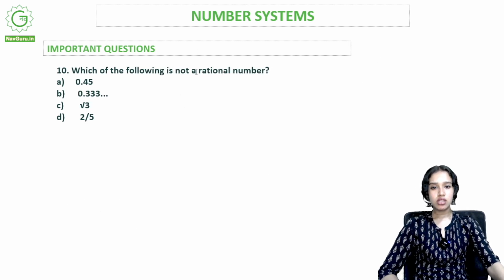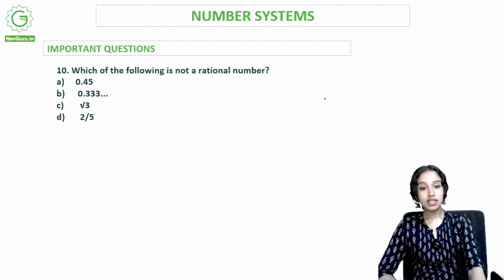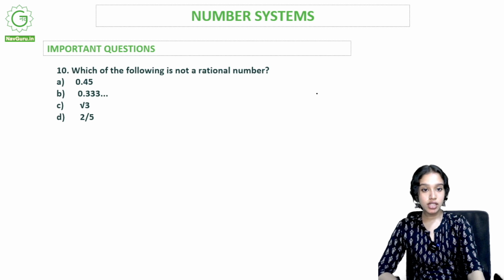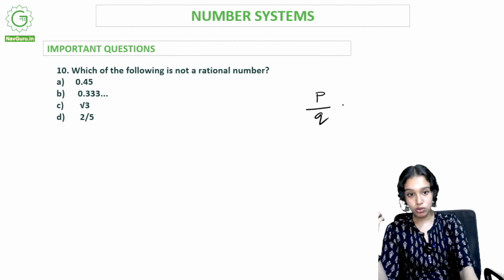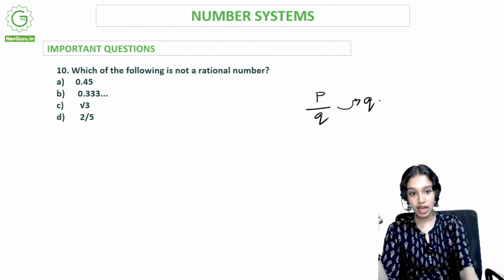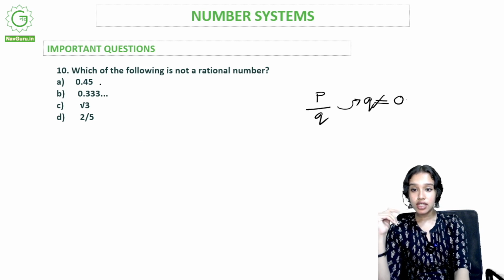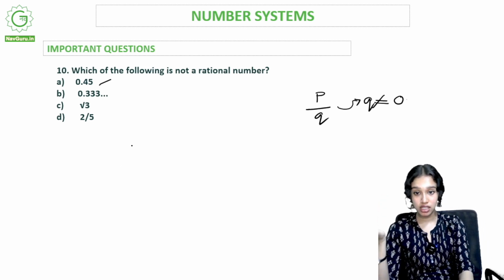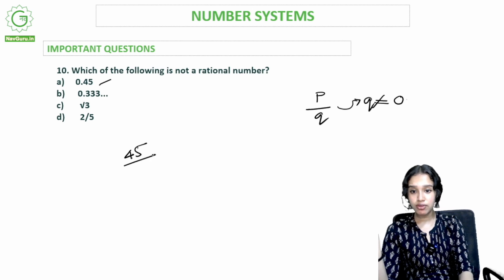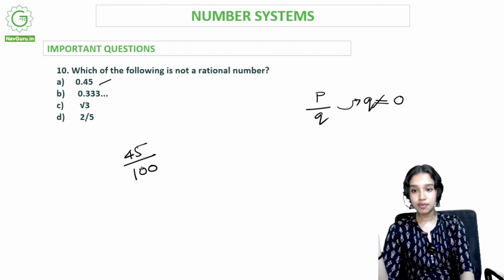Which of the following is not a rational number? So what are rational numbers? Rational numbers are the numbers which can be expressed in p by q form, or which can be expressed as a fraction. So here the one condition we have is q should not be equal to 0. So can 0.45 be expressed as a fraction? Yes, it can be, because we are converting the decimal. We could write it as 45 by 100.